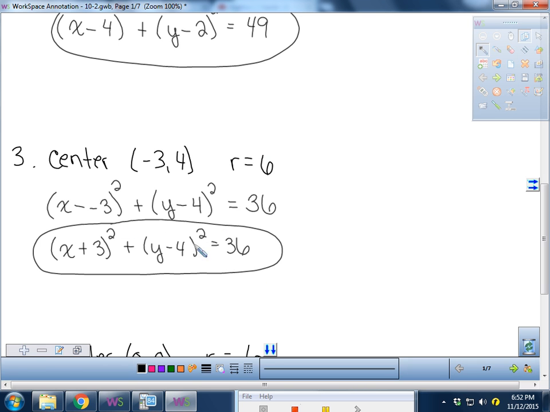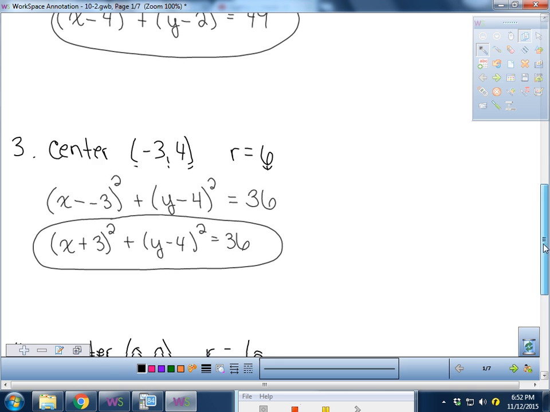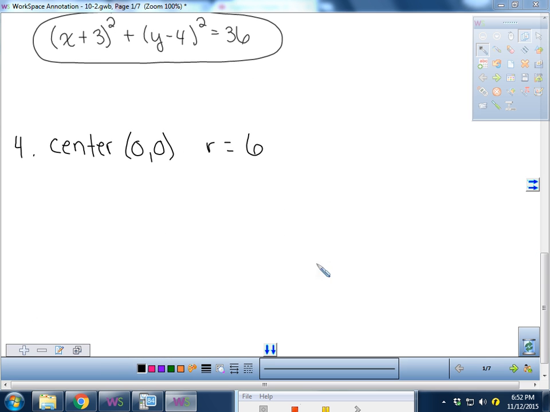All right? Something to think about. If this is a negative, it's going to end up being a positive anyway. So if you want to go ahead and just change the sign, that's fine. You can think of it that way as well. All right, and one more.